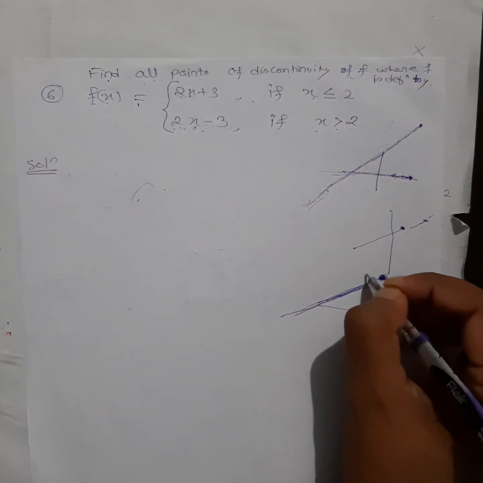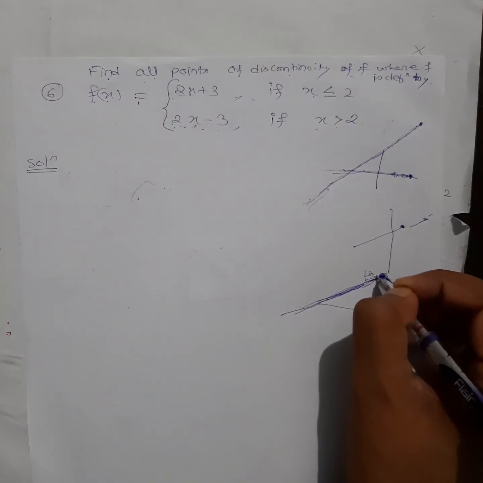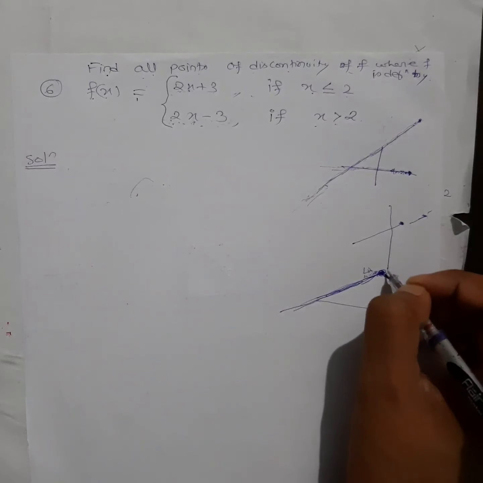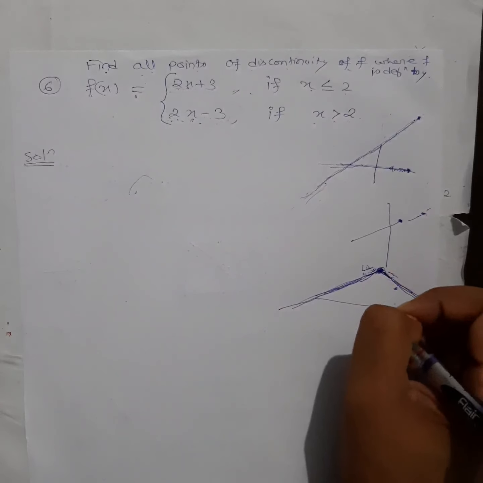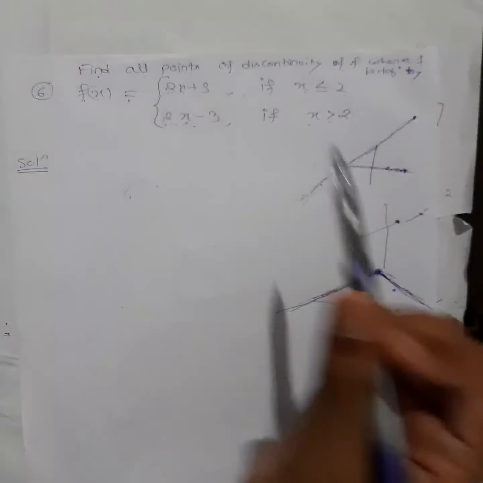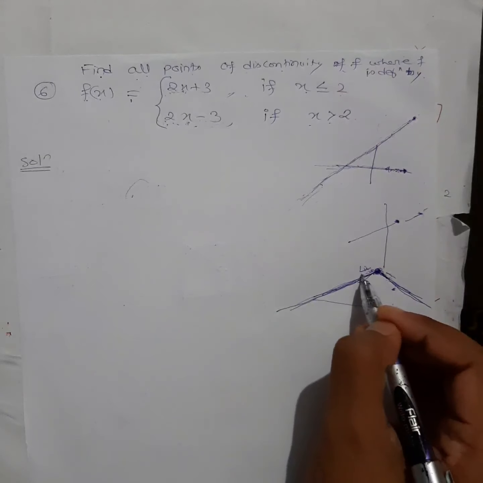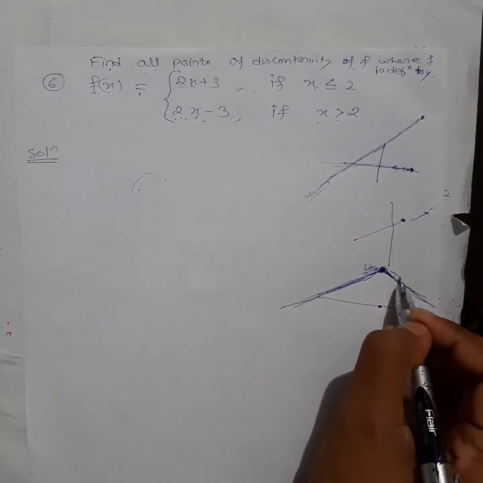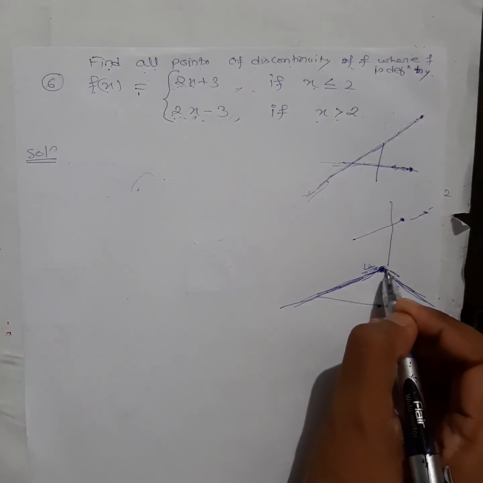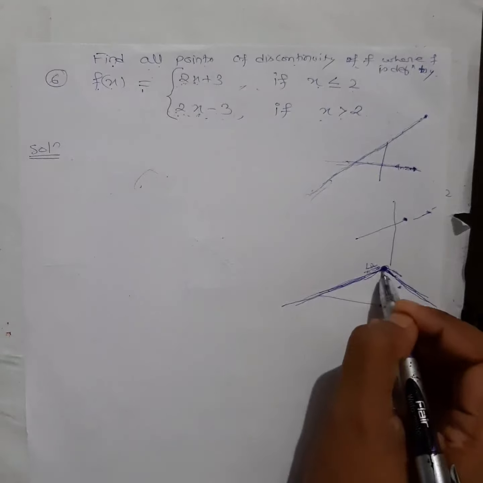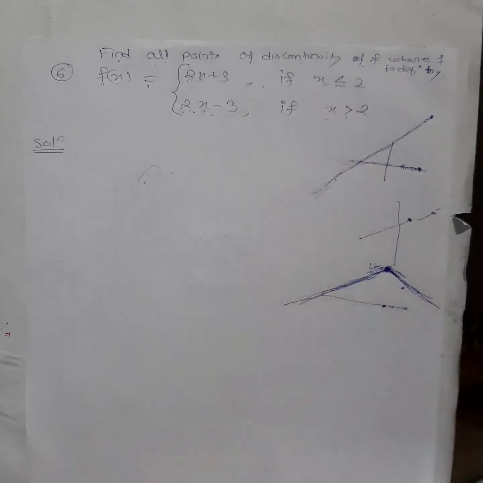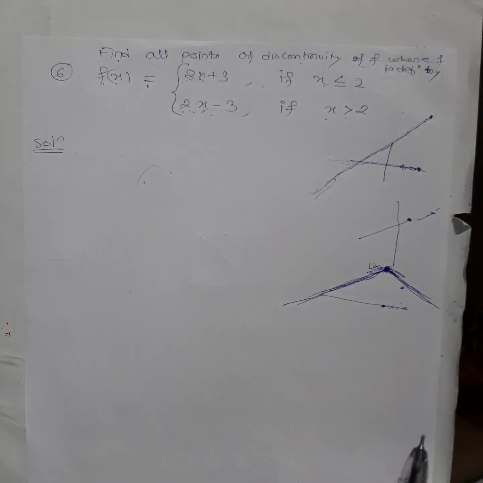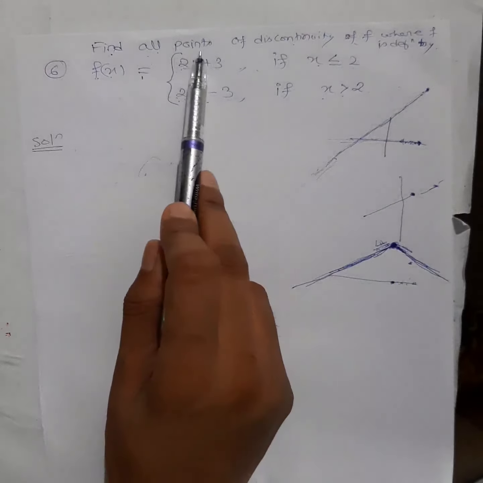Means what we will do, we will check the limit as x tends to 2, from left also and from right also, and see what value f(x) tends to. And at 2, what do you get? 7. If the limit as x tends to 2 from left is approaching this point, and from right also approaching this point, and at 2 also it is there, means the graph will join and it will be continuous, meaning there will be no point of discontinuity.